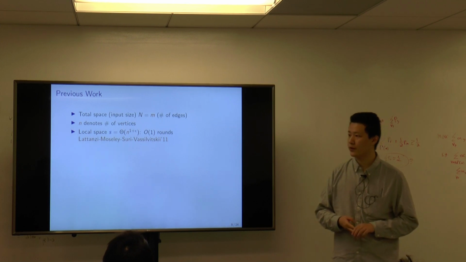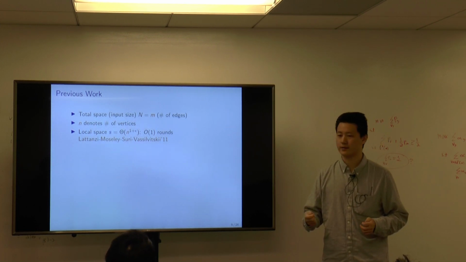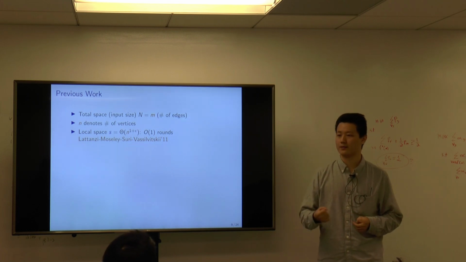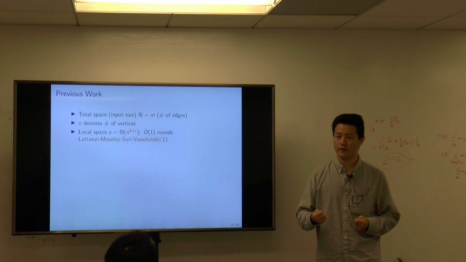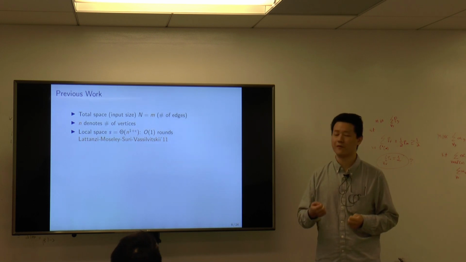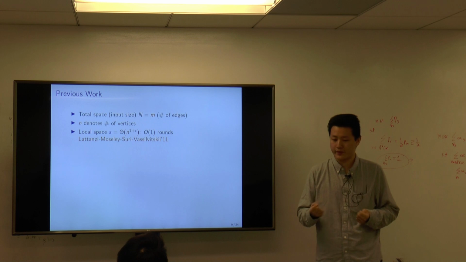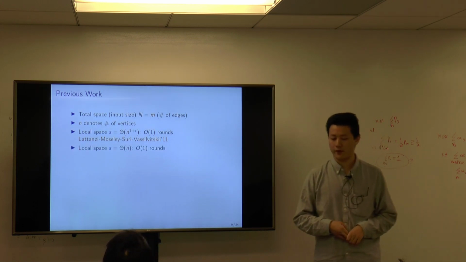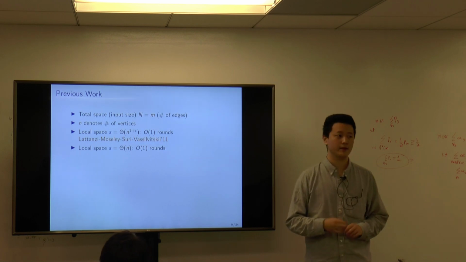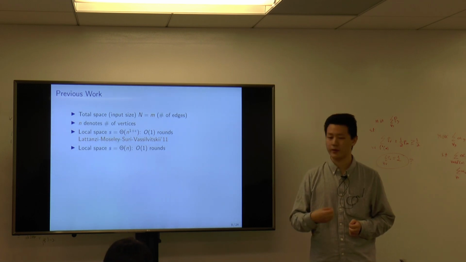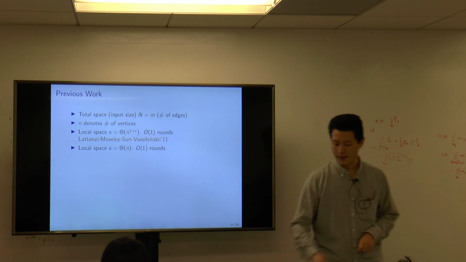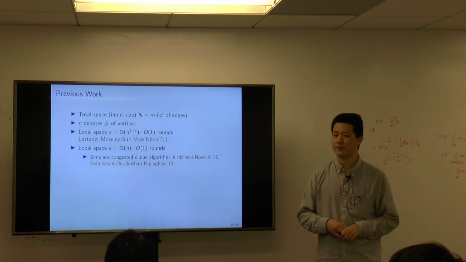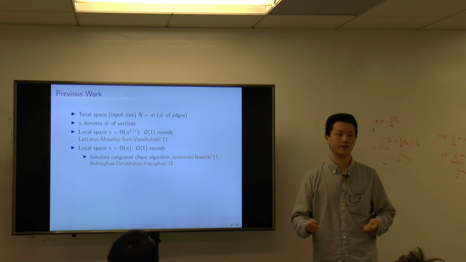Then in the scenario when your local memory size is much larger than the number of vertices, let's say n to the 1 plus some small constant, this algorithm can do it in a constant number of rounds, and it's called the filtering technique. Later on, people found that even when the local memory size is linear in the number of vertices, we can still do it in a constant number of rounds. And actually, we can simulate a congested clique algorithm in the MPC model when your local memory size is linear in your number of vertices.